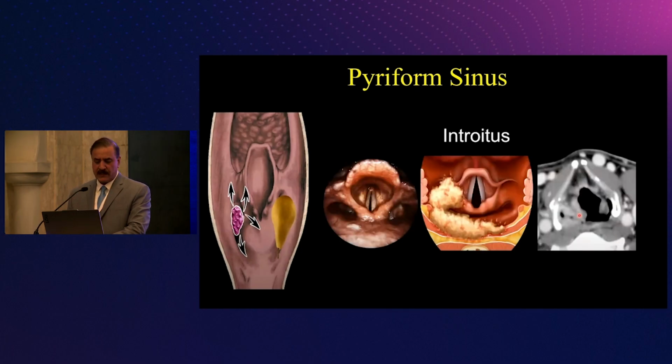So here you can see a cancer that is arising from the introitus. You can see involvement of the lateral wall and the posterior wall, but it is one subsite, so it's going to be a T1 cancer.